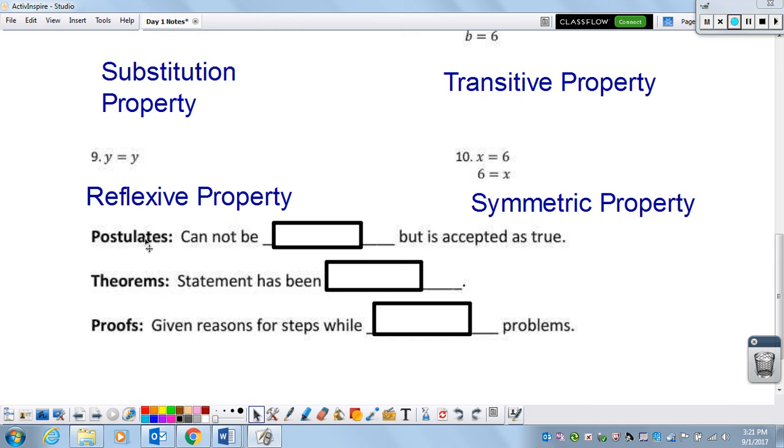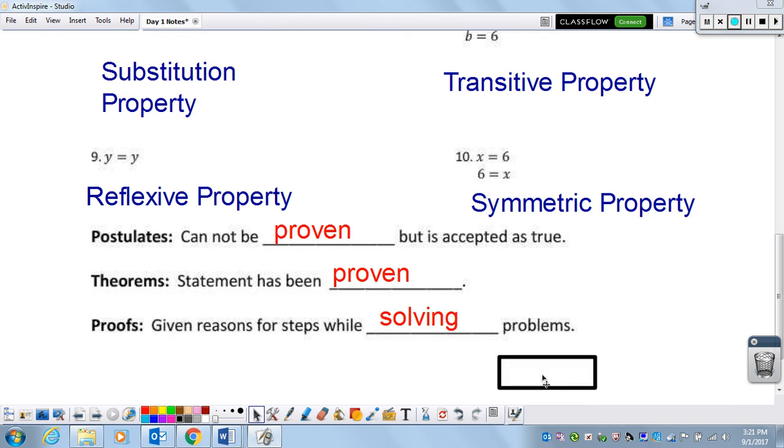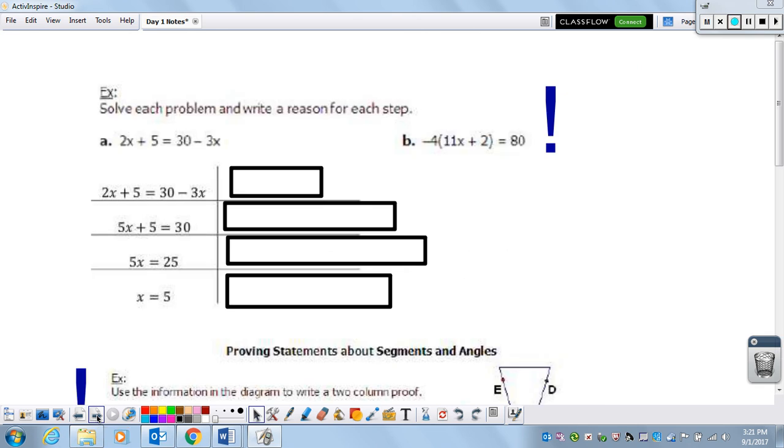Here's a couple other definitions for you. Postulates. Postulates are things that cannot be proven, but are accepted as true. Theorems are statements that have been proven. And a proof, and some of you probably heard bad things, bad feelings about proofs, but don't. Proofs are fine. Proofs is when you're giving reasons for steps, the steps you take while you're solving problems. And we're going to do an example of that right here. Everybody excited about doing their first proof? Good.